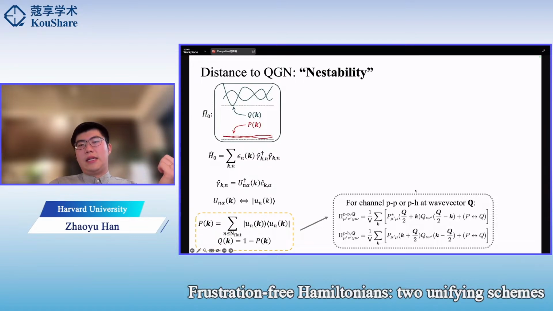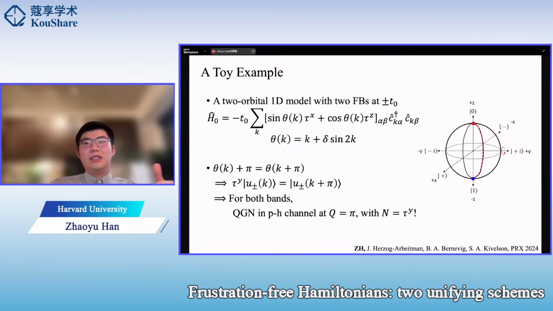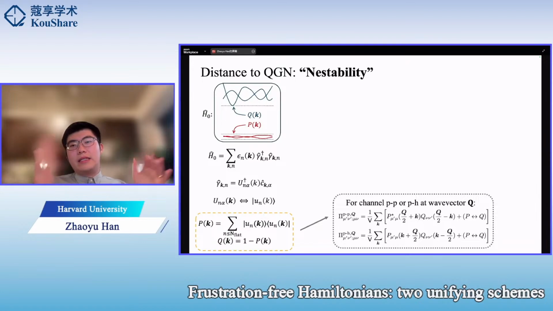This is an engineered example just to show you what we mean by Hilbert space nesting, right? And indeed, it's hard for quantum geometric nesting to hold exactly in a generic flat band, right? So we also figured out a way to quantify the distance to a perfect quantum geometric nesting for a certain channel and V vector, which we'll call nestability.